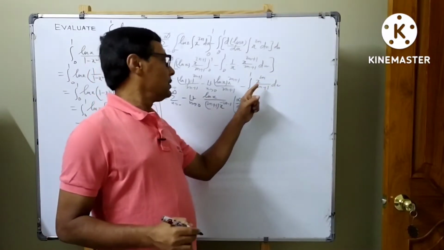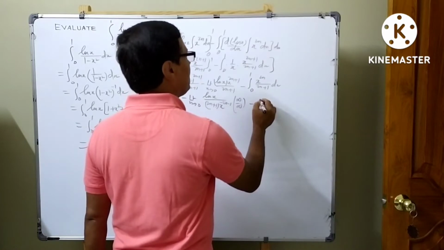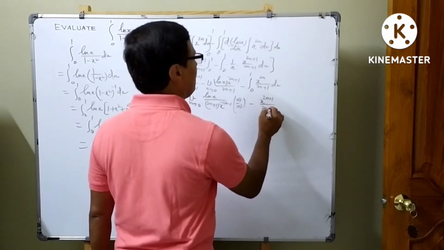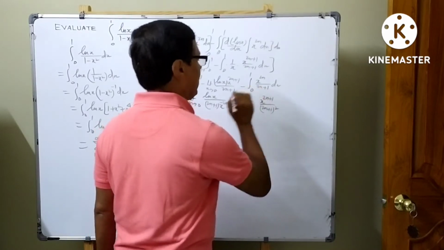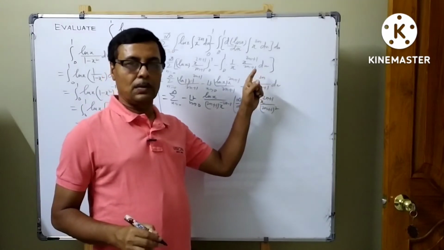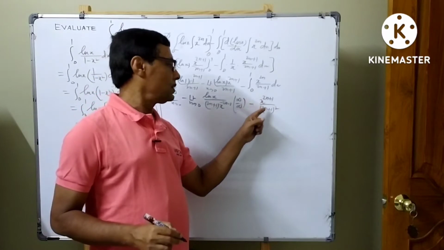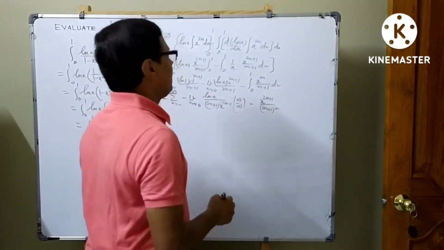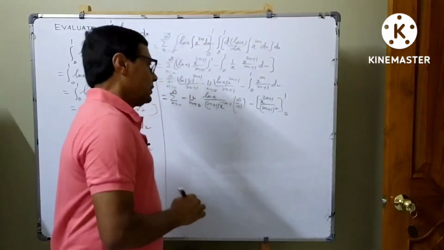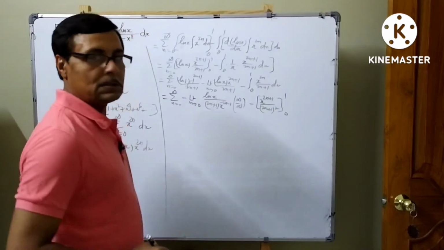Again we integrate this, and after integration we get x to the power 2n plus 1 over 2n plus 1 square. Integration of x to the power 2n is x to the power 2n plus 1 over 2n plus 1, so this is x to the power 2n plus 1 over 2n plus 1 whole square, and here limits are 0 and 1. 0 is the lower limit, 1 is the upper limit.